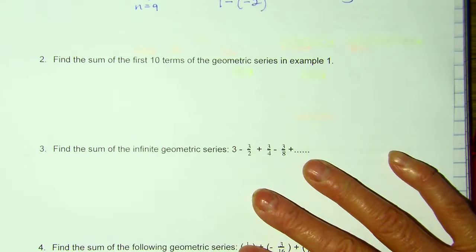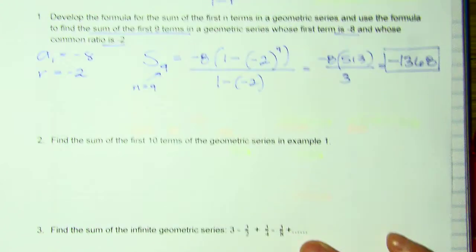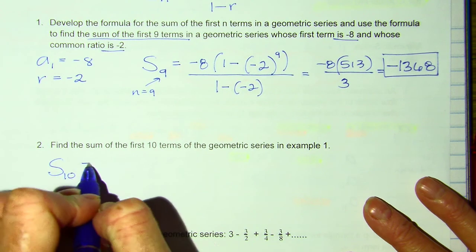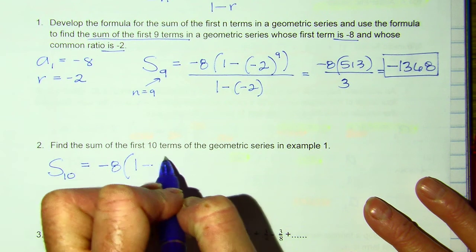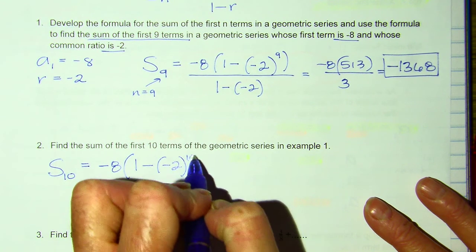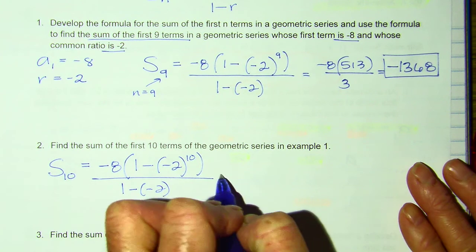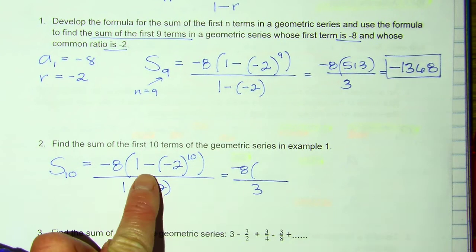Next one, find the sum of the first 10 terms of the geometric series in example 1. So now I'm finding the sum of the first 10 terms. The sum of the first 10 terms equals the first term times 1 minus our common ratio to the 10th, all over 1 minus our common ratio. So I know the bottom is 3, and this is -8. I'm going to simplify just this part.